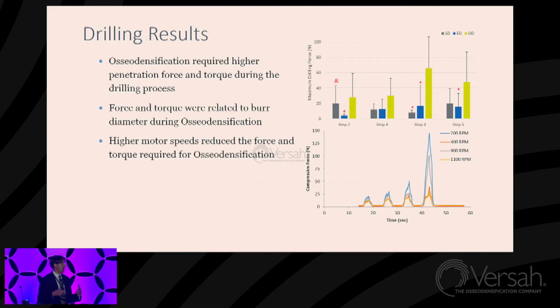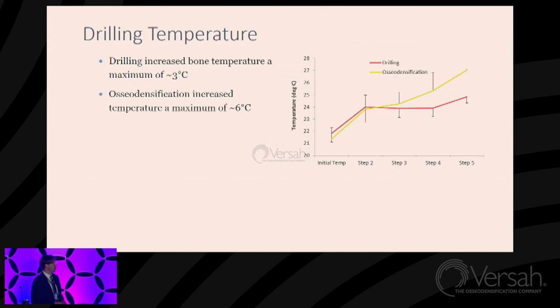And lower speeds require more force as you apply it. So the optimal speed was 1100 RPMs, so we recommend that you follow the osseodensification procedure using a high RPM speed on your motor. This also reduces the amount of time that it takes to complete the procedure, which is also important for the amount of heat that's generated. So the bouncing motion is critical, but also the high speed reduces the amount of time that you would be generating heat.